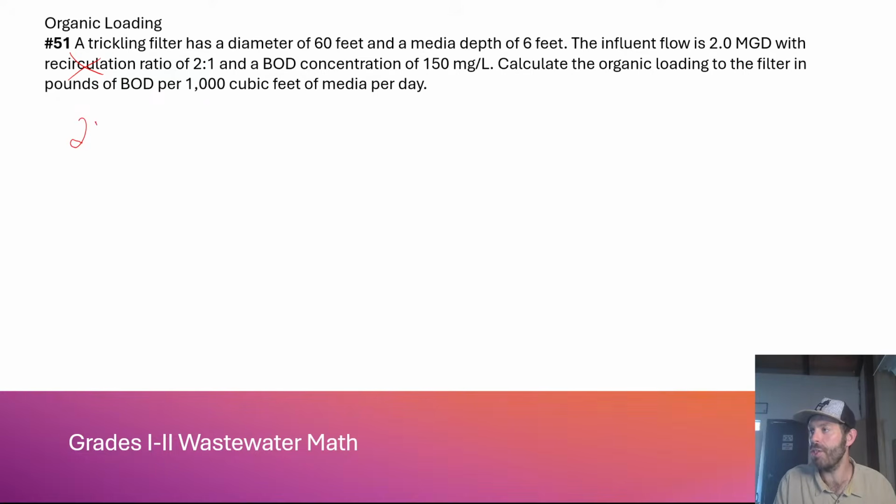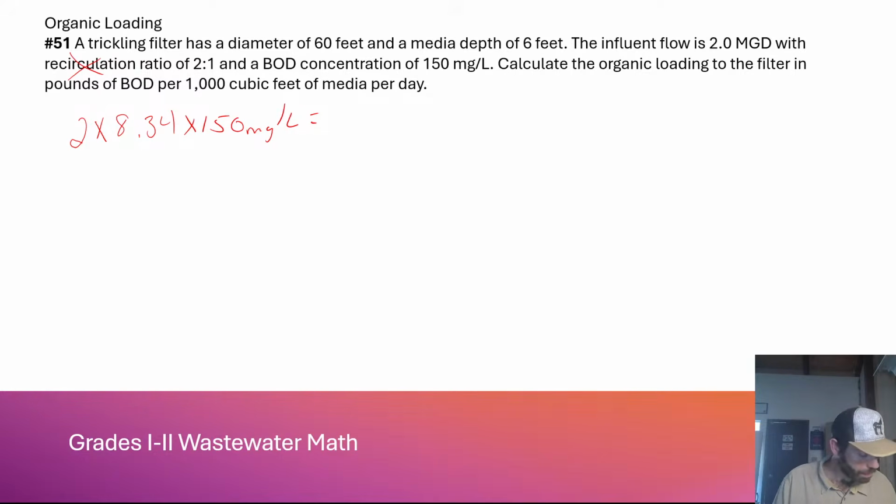So this is a simple pounds formula: 2 mg times 8.34 pounds per gallon of water times 150 milligrams per liter BOD. I wrote that unit out, I didn't write the others, sorry. But yeah, 2 mg, 8.34, 150 milligrams per liter. My notes are hard to read, so I'm just going to do it. Times 150, 2,502 pounds per day of BOD. And now we go to our cubic feet. So this is 0.785 times diameter squared.